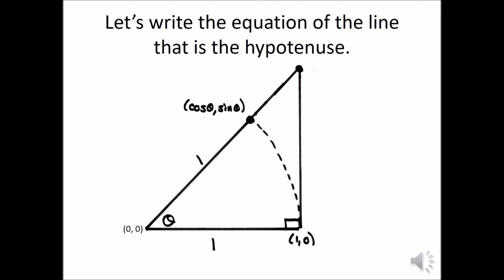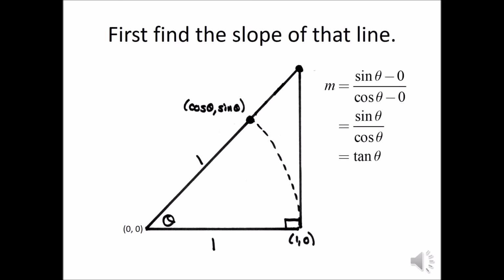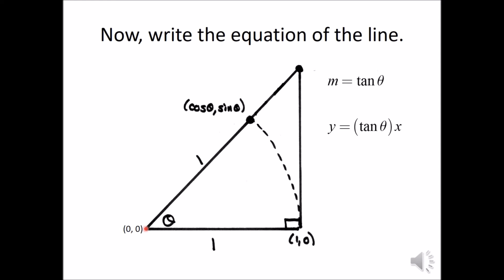Well, for the equation of the line, I'm going to use y equals mx plus b here. I'm going to find my slope. My rise is sine theta minus 0, and my run is cosine theta minus 0, so just sine theta over cosine theta, or really just tan theta. My y-intercept, again, is just 0 because this point over here is (0, 0). My slope is the tangent of theta, so my equation, I realize this looks weird because there's 3 variables, just go with me on this. The equation of my line is y equals the tangent of theta times x.